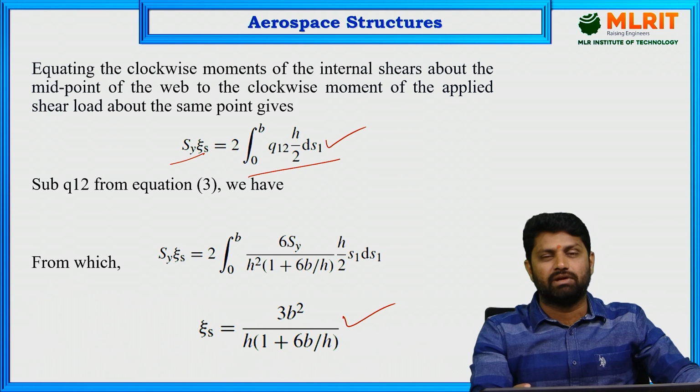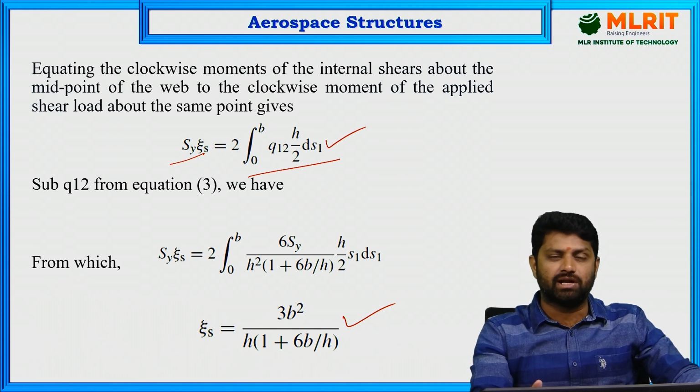And if the section is not symmetrical, then you have to find both positions of shear center, xs and ys. If the given figure is symmetrical about the horizontal axis, you need to calculate only the horizontal position of shear center. If the given problem has a vertical axis of symmetry, then you have to consider only the vertical shear center. That's sufficient.